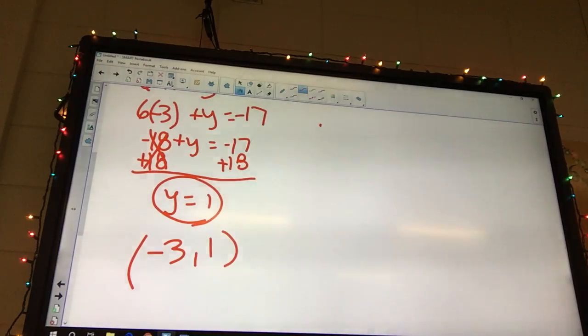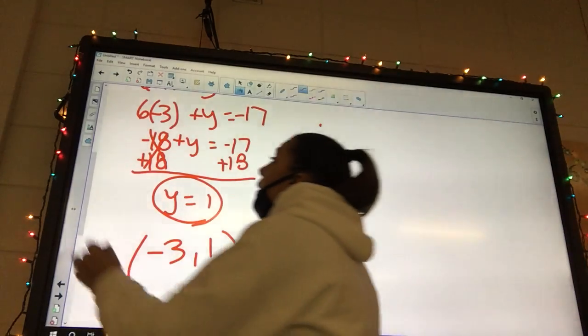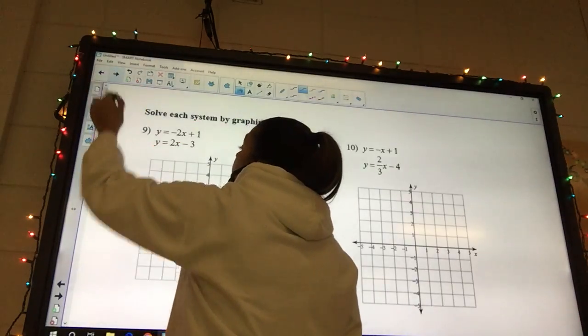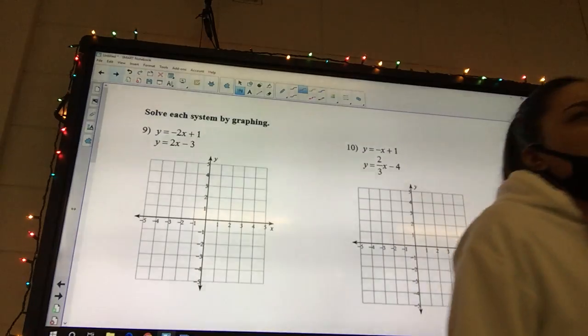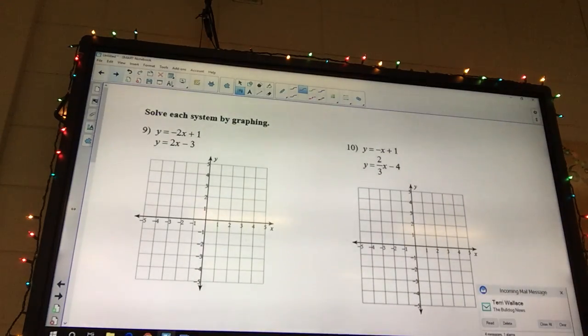The last section on here is about solving these equations by just graphing them. Are these the V's or the parallel lines? Neither. Parallel is going to look like this, and the V looks like this. They're going to be like... Oh yeah, those ones, okay.